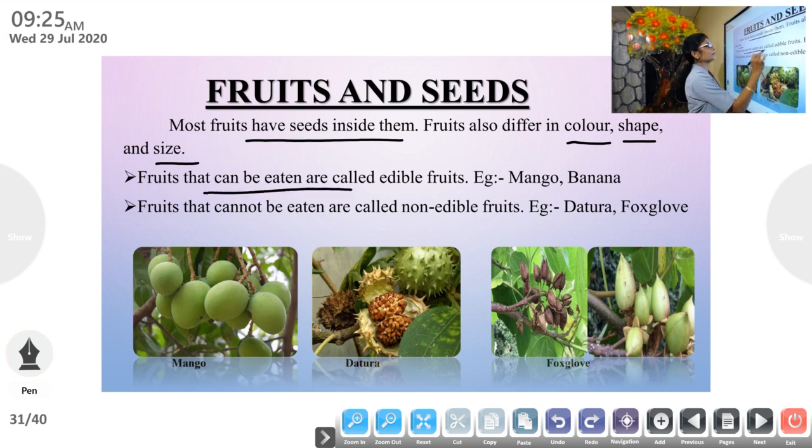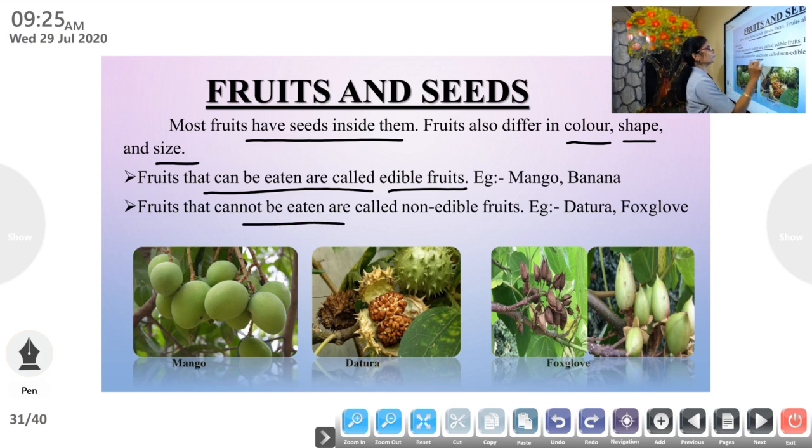Some of the fruits can be eaten. They are known as edible fruits. What are edible fruits? Fruits that can be eaten are known as edible fruits. Mango, banana, apple, etc. are examples of edible fruits.